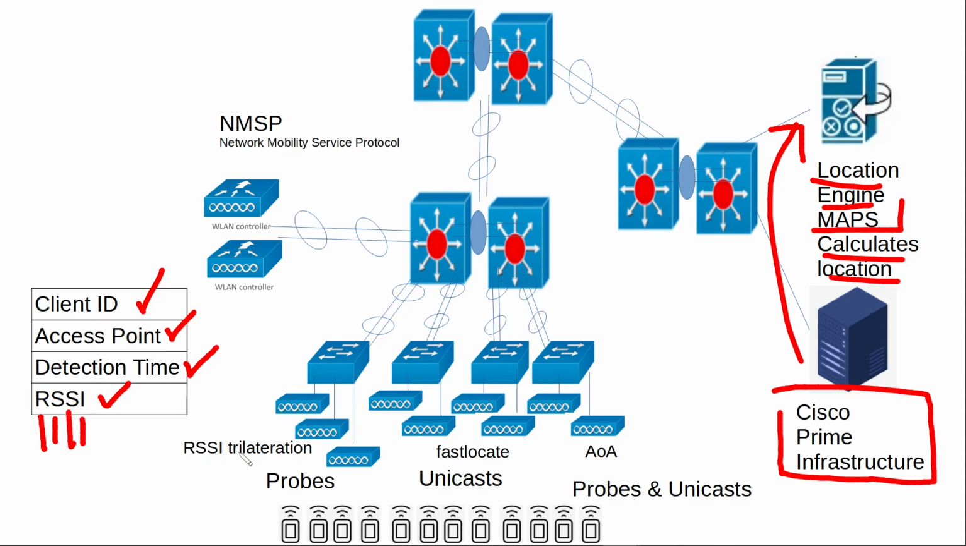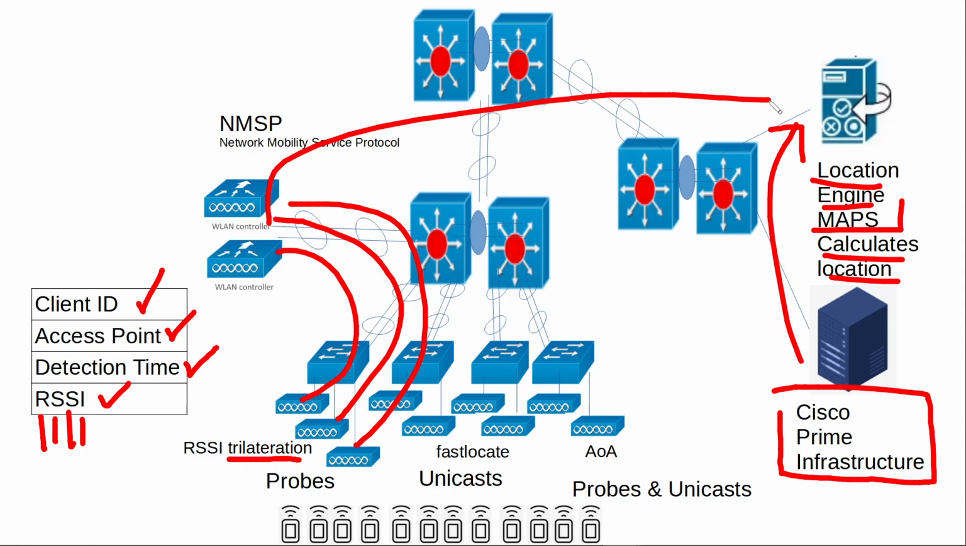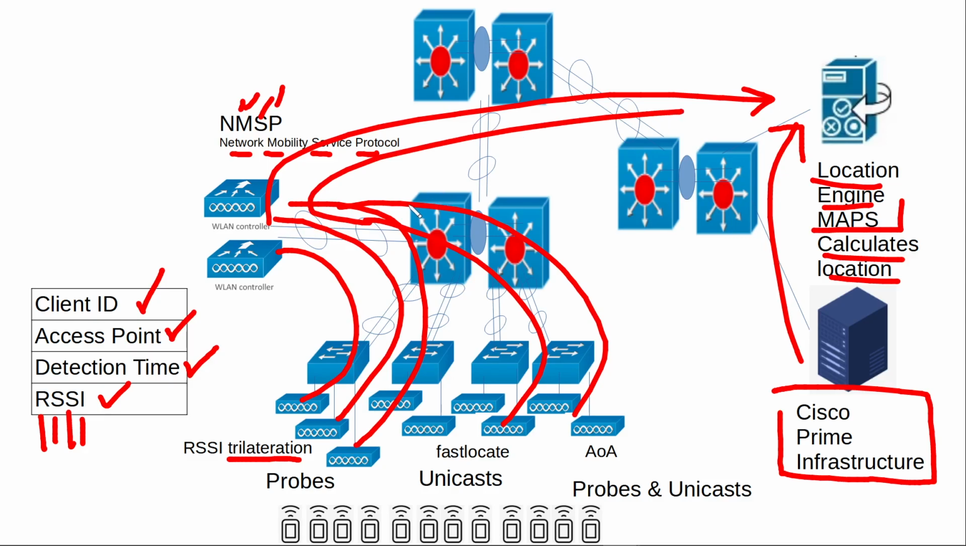So this information, for instance, for the access points that are using trilateration, is sent using the CAPWAP tunnels to the wireless LAN controller. The wireless LAN controller will pack this information, process it, and then forward it to the location engine using the Network Mobility Service Protocol, or NMSP. For the access points that are using fast locate or angle of arrival, they will also send this information using CAPWAP tunnels, but in this case, the wireless LAN controller will not process it and only forward it to the location engine.